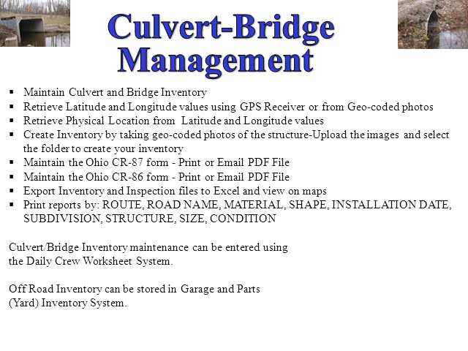The Culvert-Bridge Management System maintains your culvert and bridge records. The system interfaces with Daily Crew Worksheet and Garage and Parts Inventory systems. The State of Ohio CR87 Culvert Inventory Form and CR86 Inspection Form can be entered and maintained in this system. Latitude and longitude values can be retrieved from geocoded photos or by using a GPS receiver.